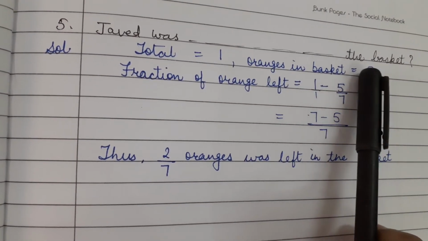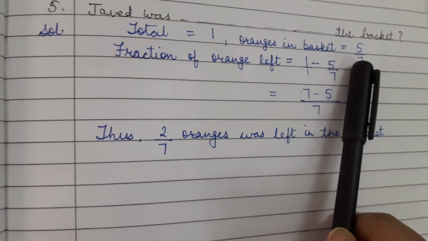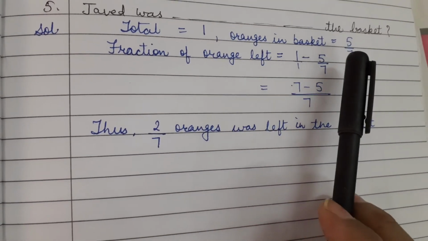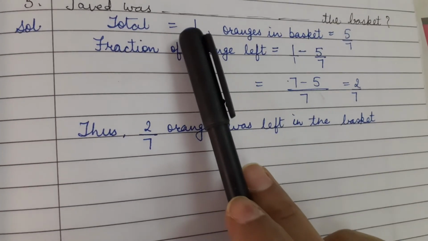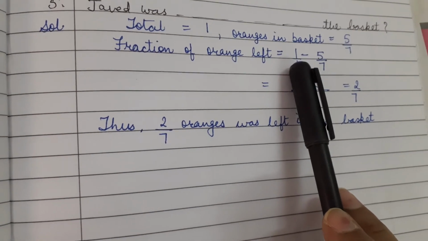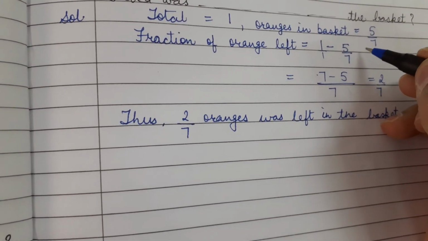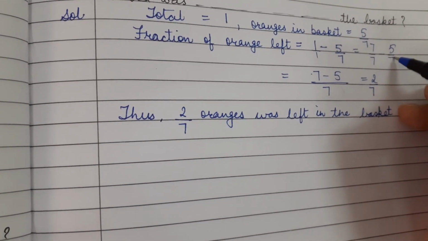Oranges in the basket, 5 by 7 जो आपने जावेद को दिए. Oranges given to Javed, that was 5 by 7. Fraction of oranges left. How much is left? Now total में से आपको 5 by 7 को माइनस करना पड़ेगा. Now how can I write 1 here? I can write 1 here to make the fractions like. I can write 1 as 7 by 7 minus 5 by 7.